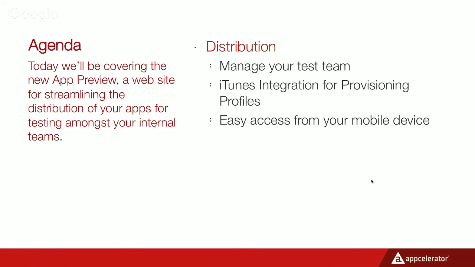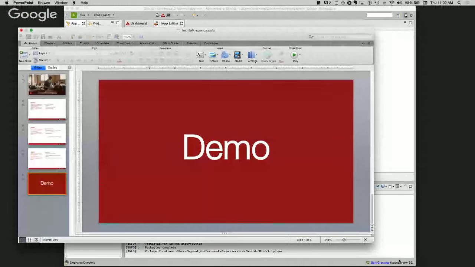And then easy access: once you get the invite for the mobile application on your phone, you can simply open that up and download the app right away, and we'll see what that looks like. So let's go ahead and get started with the demo then. As I mentioned, we're going to do this by accessing Appcelerator Labs in just a second. But first, we're going to take a look at Studio.